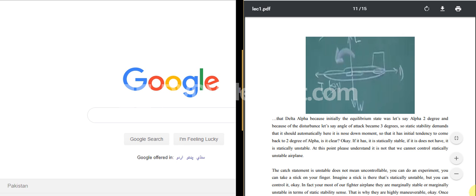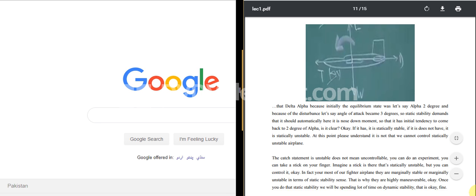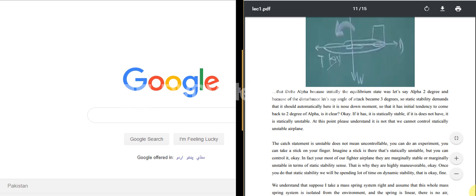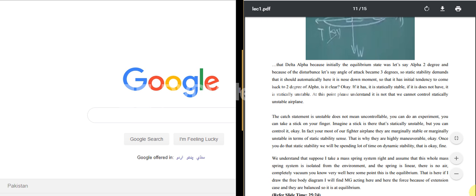At this point, please understand, it is not that we cannot control a statically unstable airplane. The catch statement is: unstable does not mean uncontrollable. You can do an experiment. You can take a stick on your finger. Imagine a stick is there that is statically unstable, but you can control it. In fact, most of your fighter airplanes are marginally stable or marginally unstable in terms of static stability. That is why they are highly maneuverable.